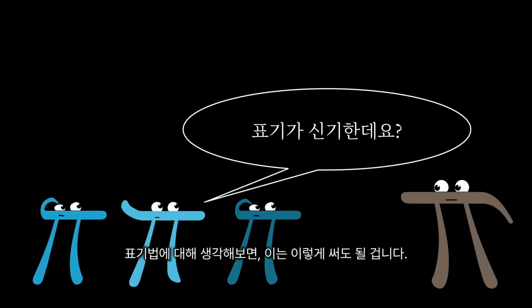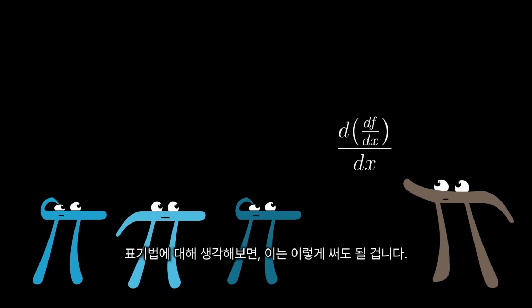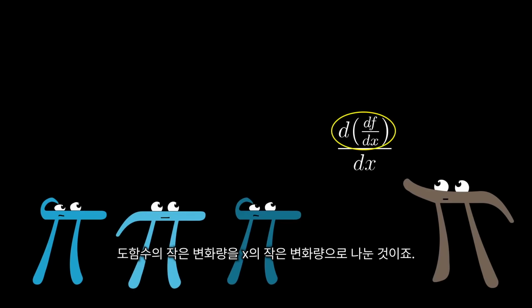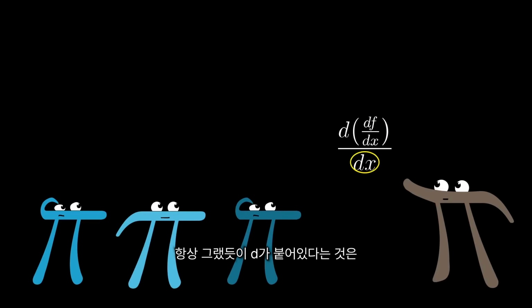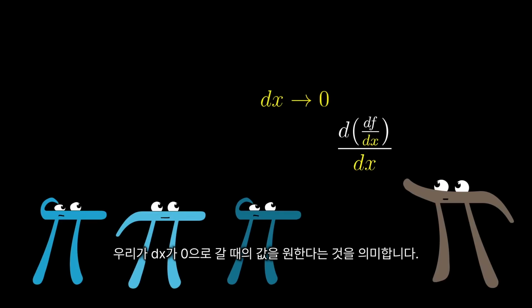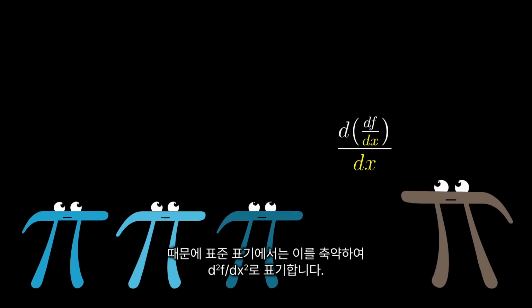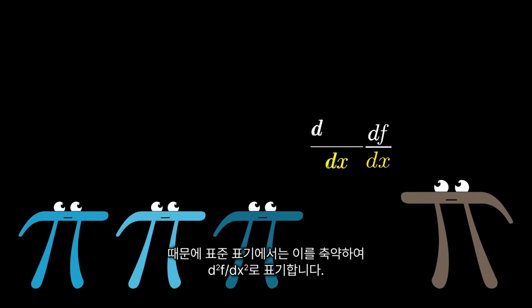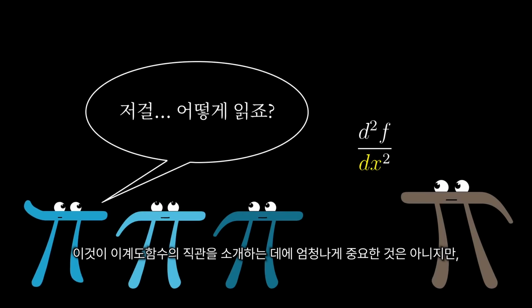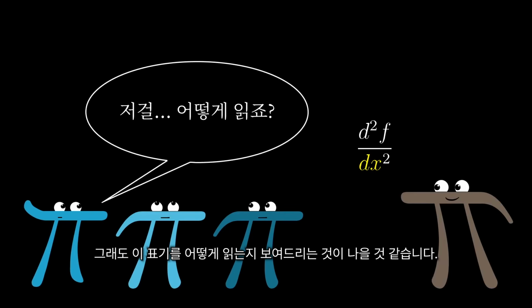As far as notation goes, you could try writing it like this, indicating some small change to the derivative function divided by some small change to x, where, as always, the use of this letter d suggests that what you really want to consider is what this ratio approaches as dx, both dx's in this case, approach 0. That's pretty awkward and clunky, so the standard is to abbreviate this as d squared f divided by dx squared. And even though it's not terribly important for getting an intuition for the second derivative, I think it might be worth showing you how you can read this notation.